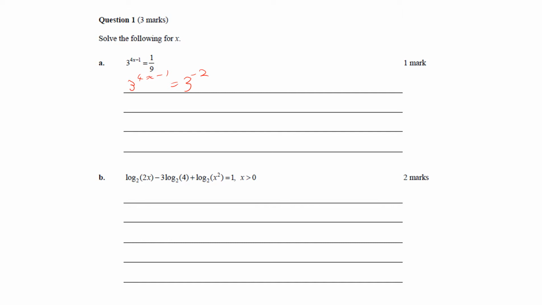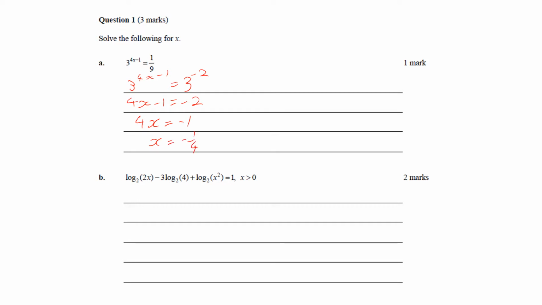Now I have my bases the same. I can set my powers equal, my exponents equal. So I can say 4x take away 1 is equal to negative 2. Now this just becomes a simple linear equation to solve. So 4x equals minus 1, x equals negative a quarter.